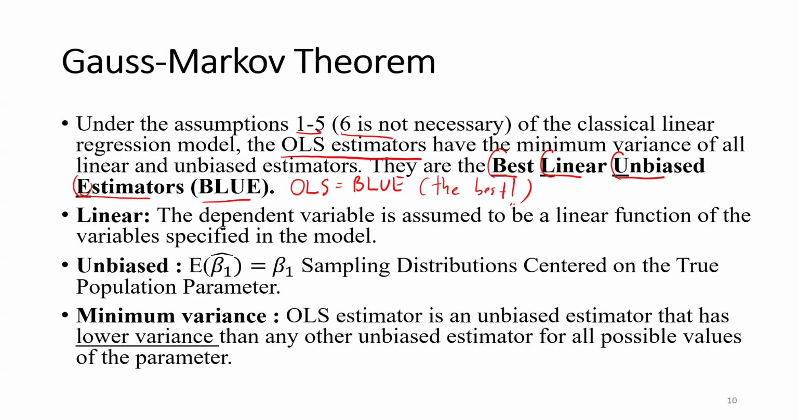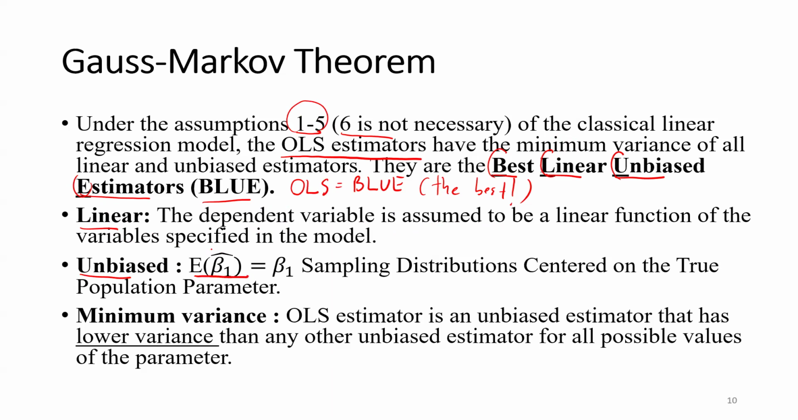They are the most accurate model in the world. No other can compete with this method, only if assumption 1 to 5, previously, is true. Why is it the best? They claim that first is linear. So the dependent variable is assumed to be a linear function of variables specified in the model. Second, unbiased.